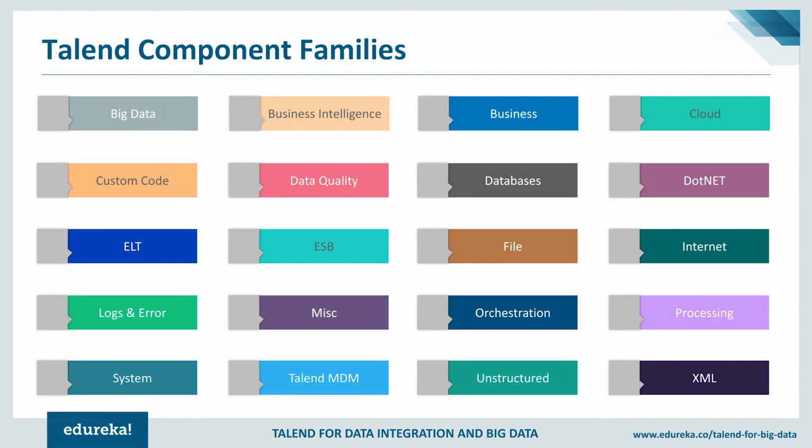As I said, there are more than 900 components, but they should be in groups, for us to understand what category or family they belong to. They are broadly classified into many families: big data, business intelligence, ETL, logs and errors, orchestration, processing, XML related, cloud related, MDM related, or system related. They're all divided into different families, and each component can fall into different families as well.